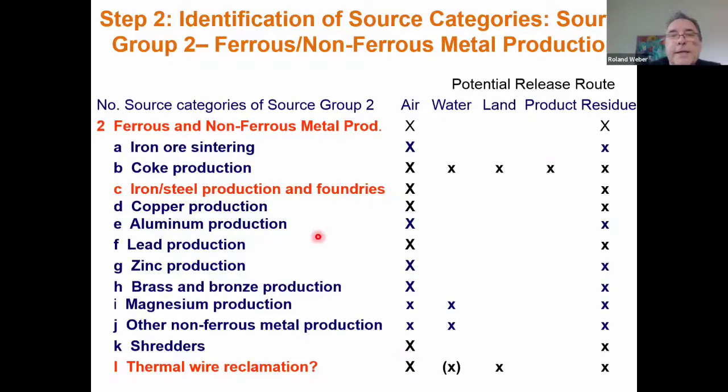I show you a second group. This is here the ferrous and non-ferrous metal production. So also here you have about 10 source categories. In most countries, there is some iron and steel production and foundries. You can check. You might not have most of these sources.